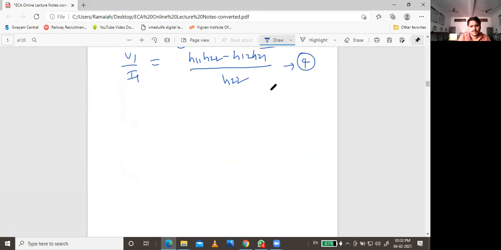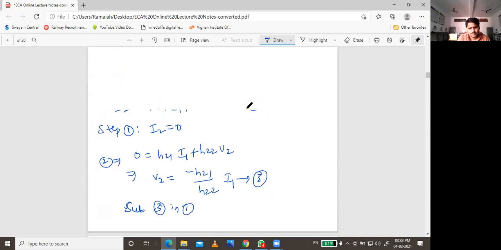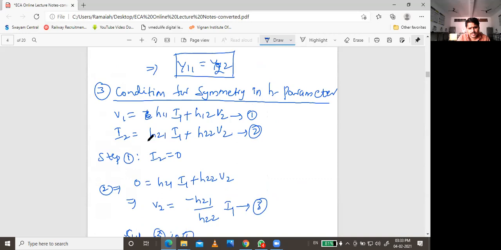Okay. Now, what is the next step? So, step 2. Step 2 is what? Port 1 current is 0. Therefore, what are equation 1 and equation 2? Equation 1 is this one. Equation 2. You want to find V2 by I2 now.